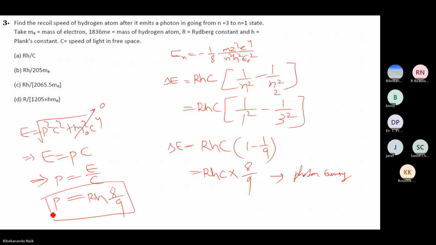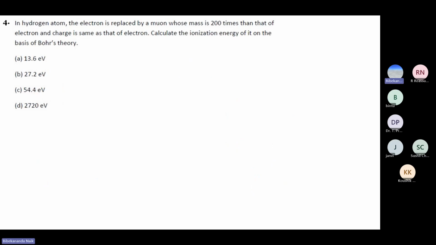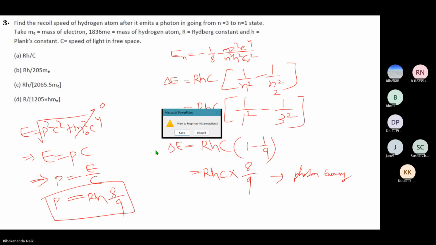Now, how will we calculate the recoil velocity? So this is the momentum. Using conservation of momentum, this momentum will be equal to the momentum of hydrogen atom, because the photon is going away from the hydrogen atom with some momentum, and with similar momentum, the hydrogen atom will recoil. So let me add another slide.